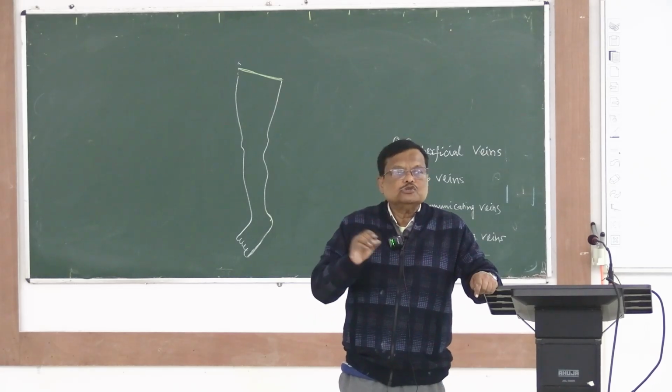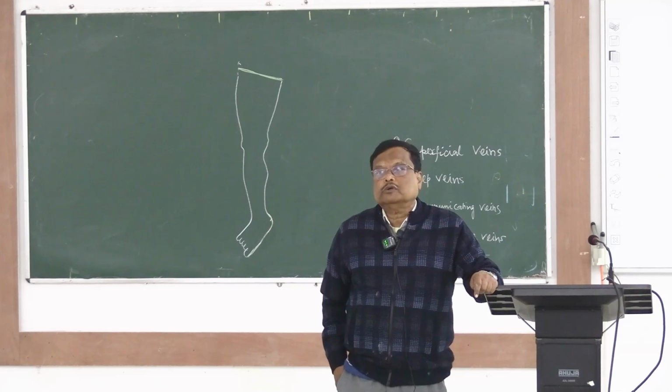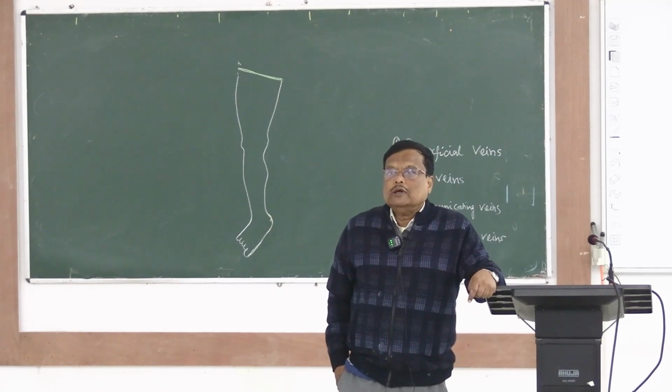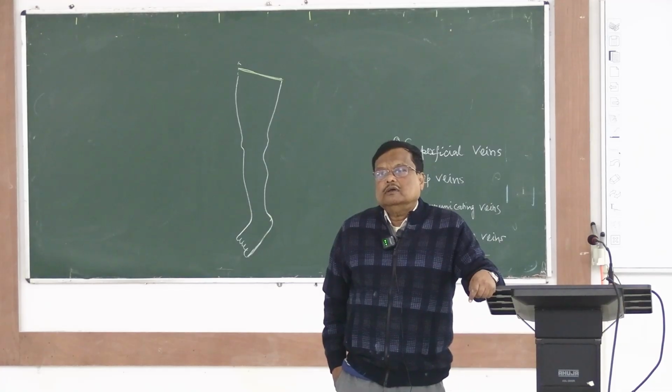Other muscles also contain veins within the muscles, of which the most important are the veins present within the soleus as sinusoids. These are called the deep veins.